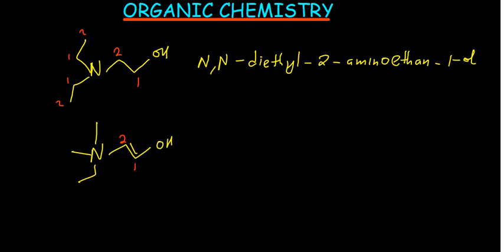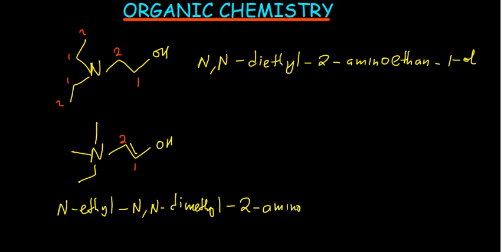So first state the ethyl because it comes first in the alphabet. So we are going to say N-ethyl, and then to N we have got two other groups. So that will be N,N-dimethyl. And then now we name this one, which is an amine. So that will be 2-amino.